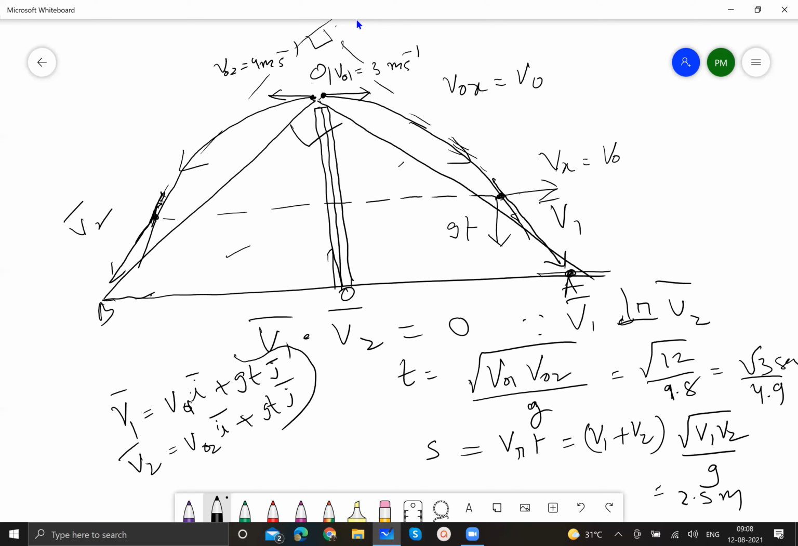So in that case, the position vectors joining the point of projection to the points where they strike the ground will be at right angles after a time of flight equal to 2 V01 V02 by g. That's all. That can also come in the exam.